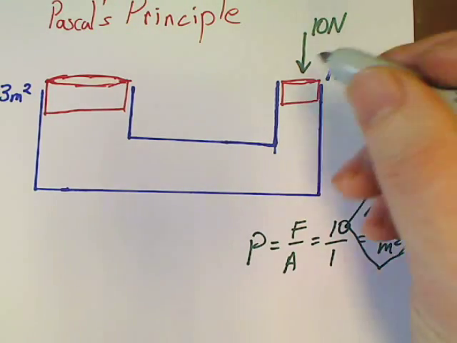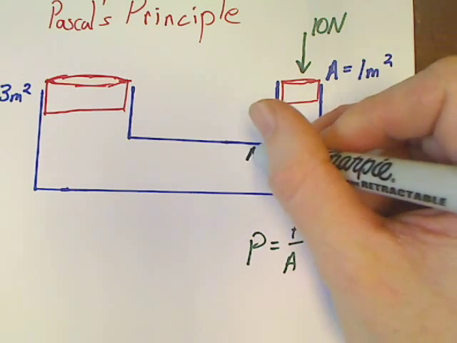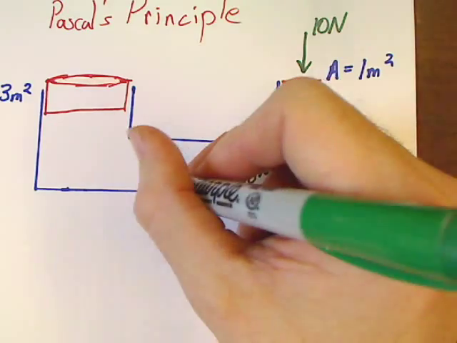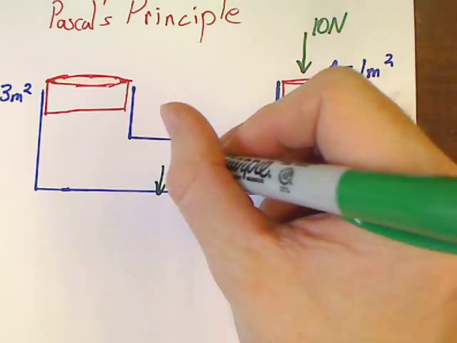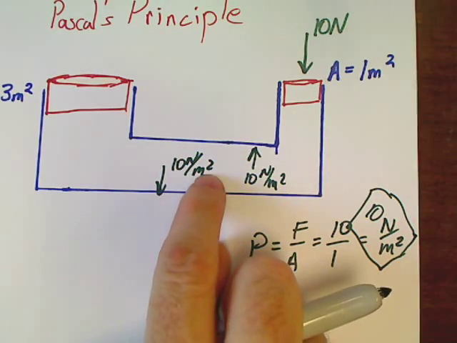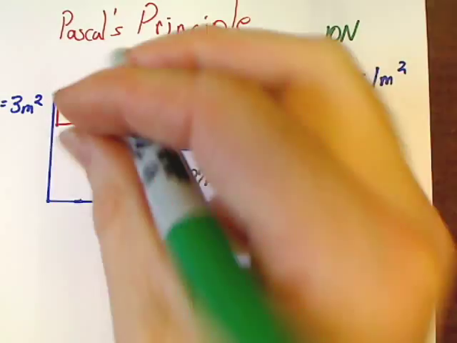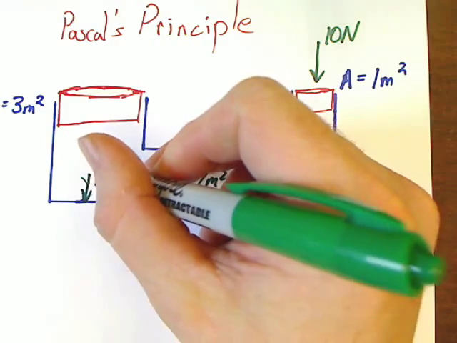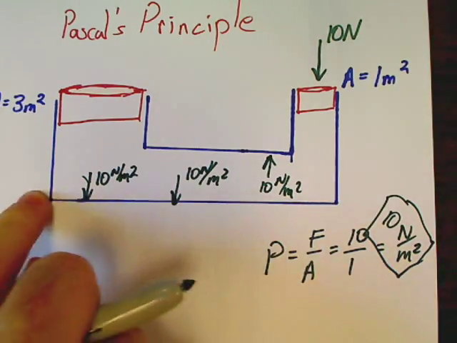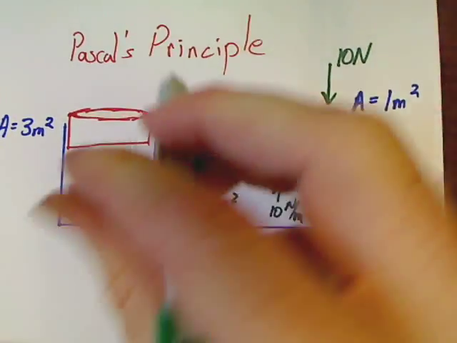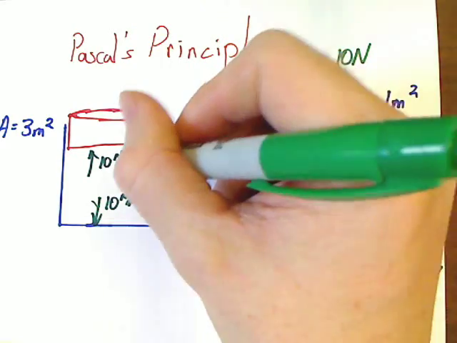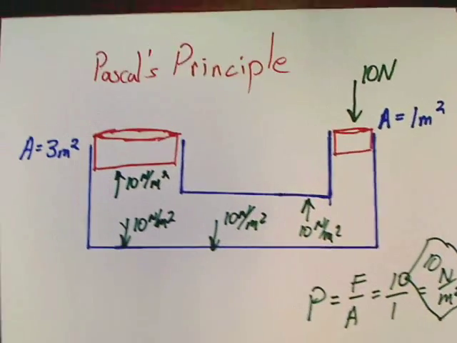Now this is where this makes sense. That means the pressure anywhere inside here at this point should be 10 newtons per meter square. The pressure at this point should be 10 newtons per meter square. There should be 10 newtons on every meter square of this fluid, and what's inside here is a hydraulic fluid. So that pressure is unchanged inside here, which means there's also 10 newtons per meter square being exerted on this other piston.